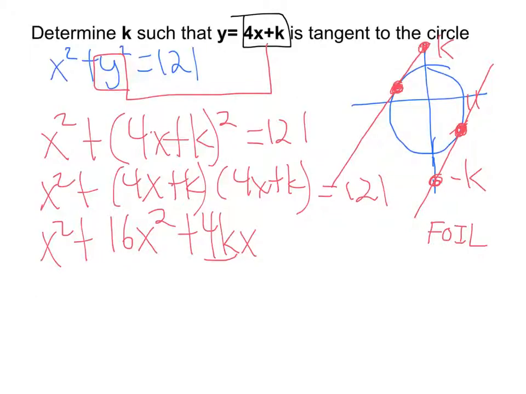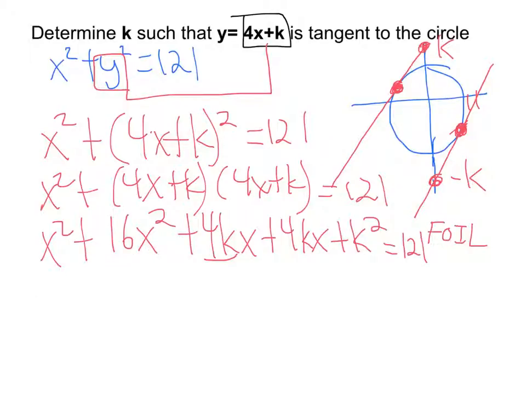For the inside, k multiplied by 4x, so the same sort of thing, plus 4kx. Then the last terms, k multiplied by k, plus k squared. Altogether, that adds up to 121.